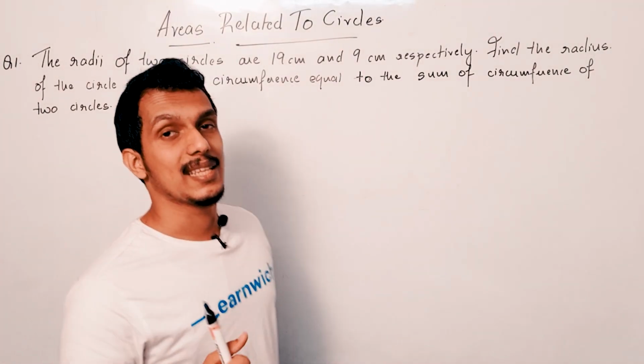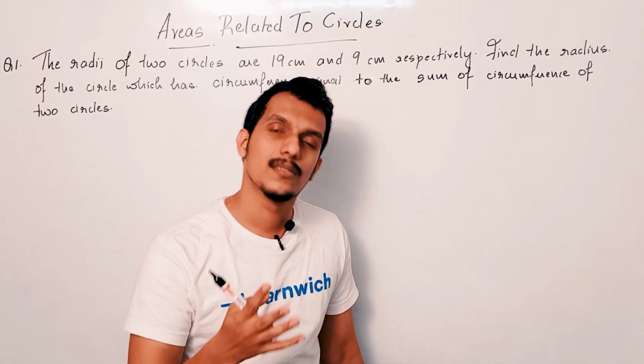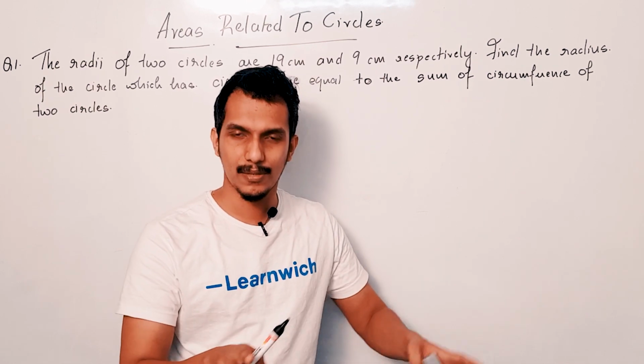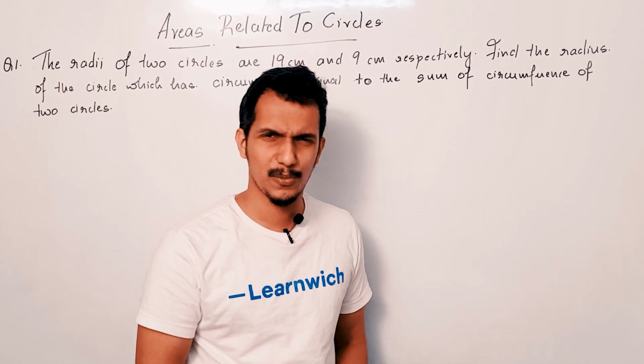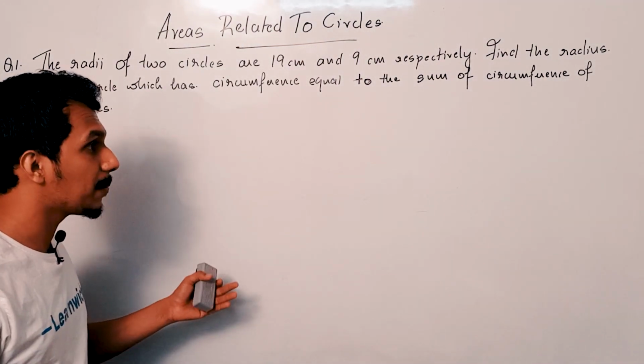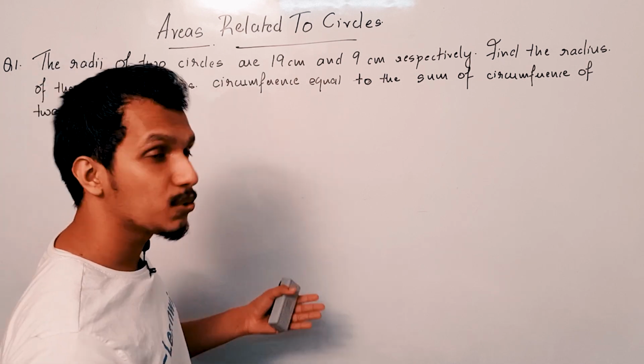Hey everyone, this is the next chapter on areas. The name of this chapter is areas related to circles. We have already done the chapter on surface areas and volume, so this chapter will be fairly easy for you. For the first exercise of this chapter, you only have to know two formulas.